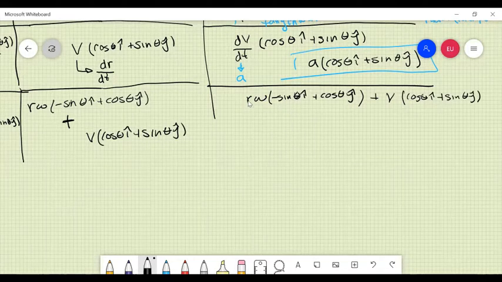Now, this bit is changing, that bit is changing, that bit is changing, this bit is changing, and that bit is changing. So you cannot take out anything from the derivative. So let's go step by step.